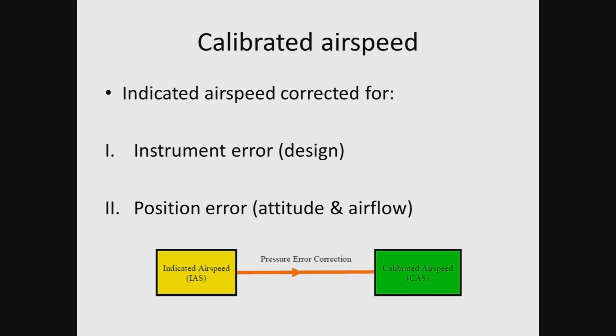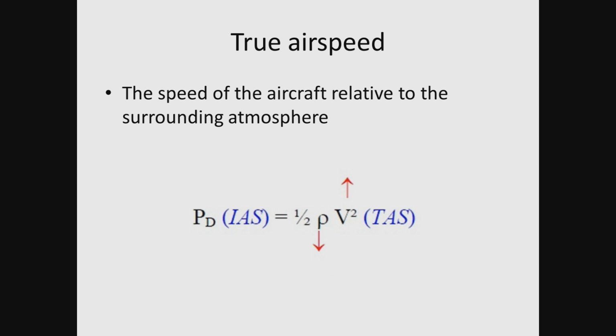And you can see at the bottom of the screen there that we can simply write that the indicated airspeed corrected for what we call pressure error corrections will give you the calibrated airspeed. So the calibrated airspeed is simply the indicated airspeed corrected for instrument error and position error, which collectively are called pressure error. So now we know what indicated airspeed is and calibrated airspeed is.